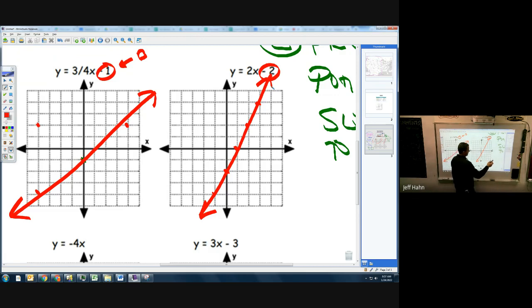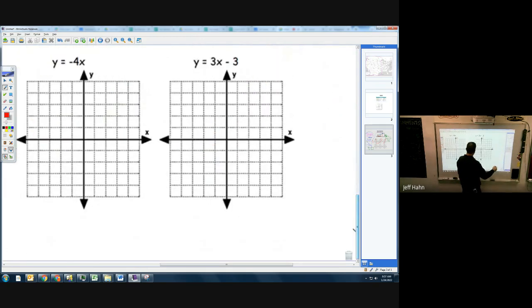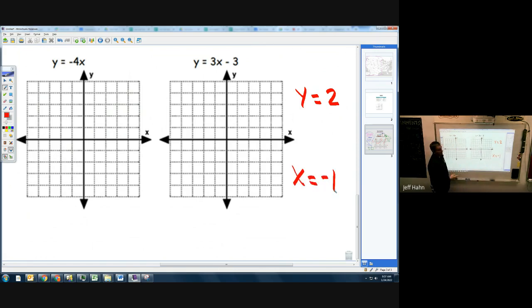Now, of course, it must get a touch bit harder, and I would be remiss if I didn't remind you of this here. What happens when you end up with either a y equals 2 or an x equals -1? What are the graphs of those? Because those are also linear equations. People forget about them.